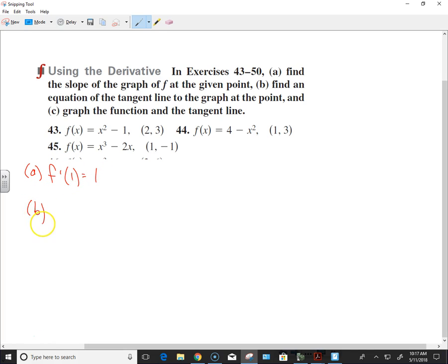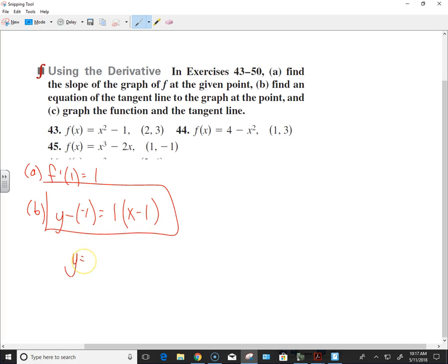For letter B, y minus, oh, they gave me y, right? Equals m, sweet, just found it, x minus. If you're in calc and this is a long answer, you're like, yay. If you're trying to check it with the back of the book, you should probably add the negative 1 to the other side and distribute. So you'd have x minus 1 plus a negative 1. It'd be x minus 2.